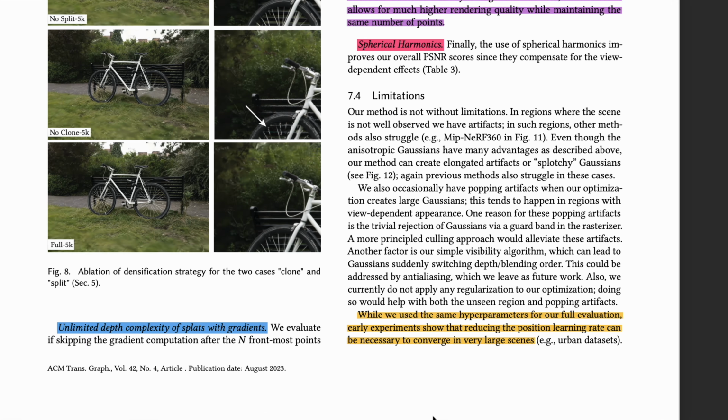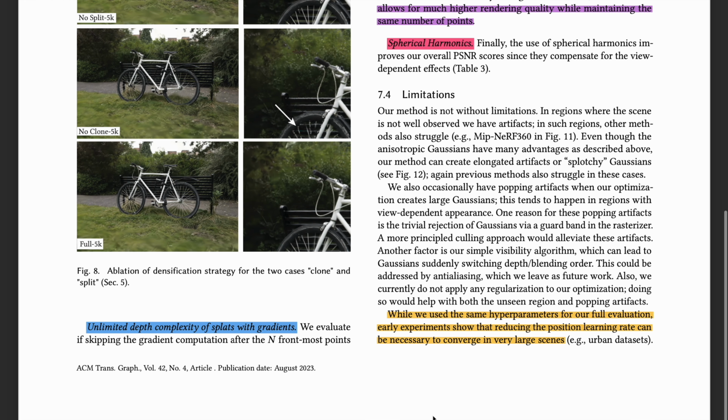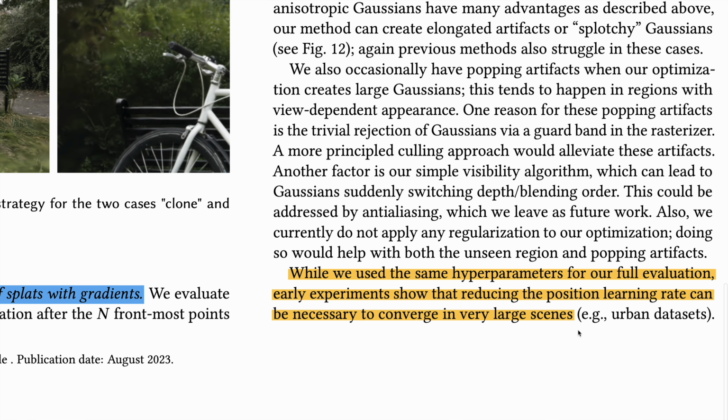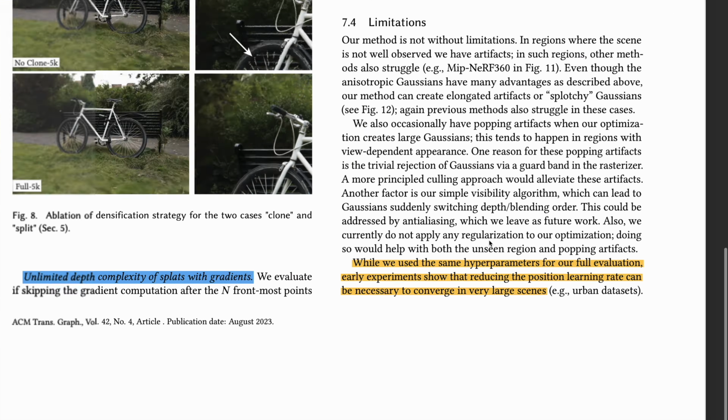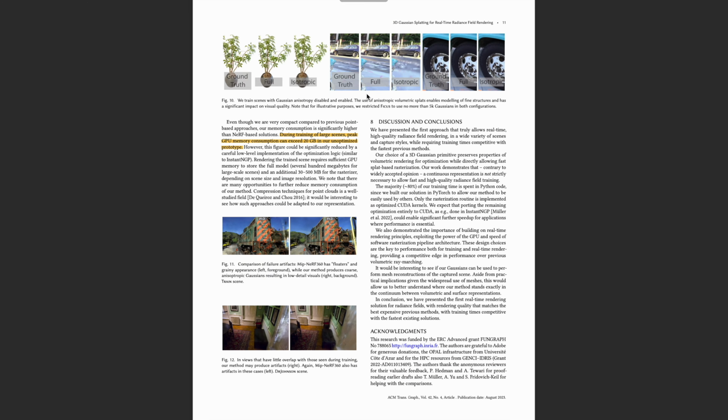Okay, let's dive into the limitations. Again, they say that they use the same hyperparameters for all scenes, but for very large scenes, they realized experimentally that if you reduce the positional learning rate, I was going to say it gets better results, but it seems that it's even a necessary condition to converge in very large scenes. Of course, since this initial paper, there have been a lot of papers, for example, some that are dedicated to reconstructing very large scenes. So that was one of the limitations.